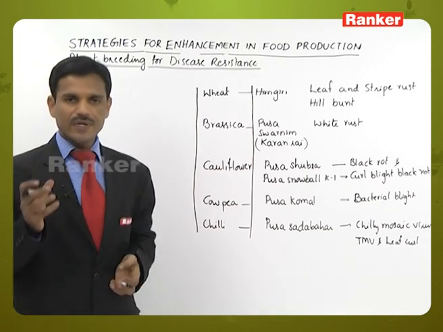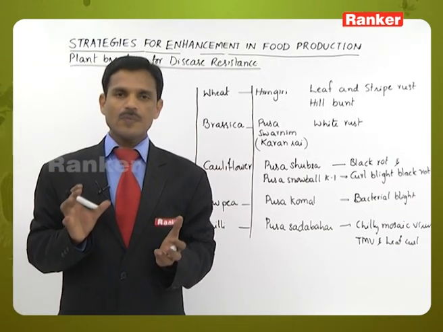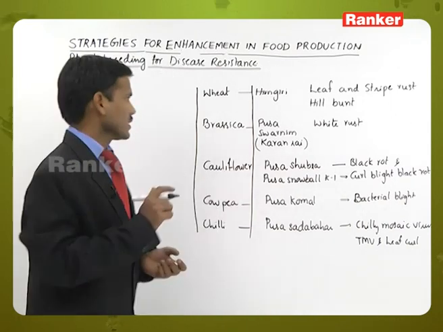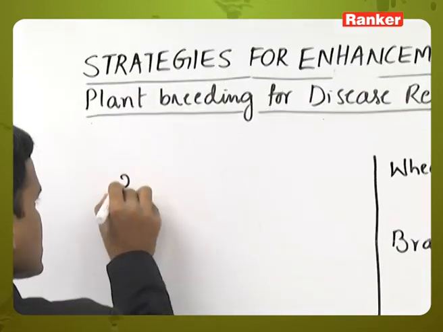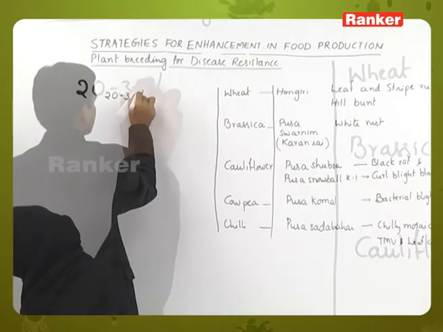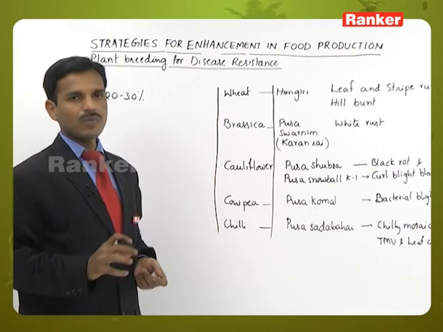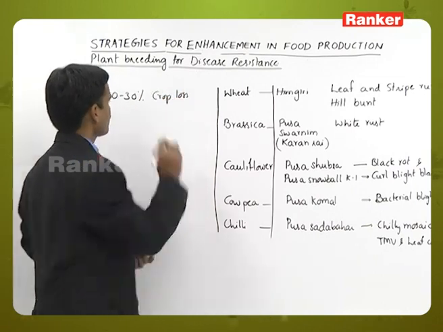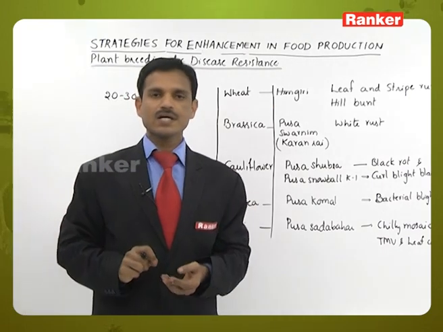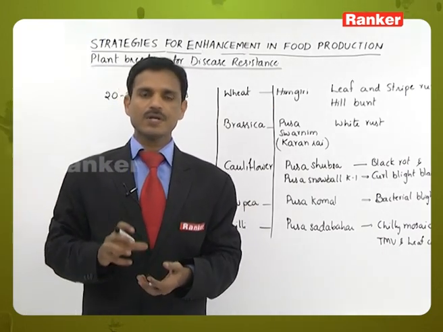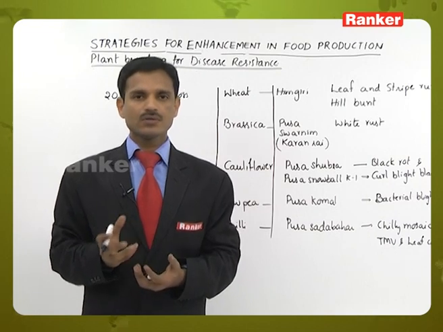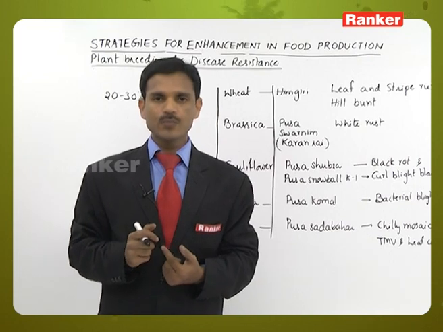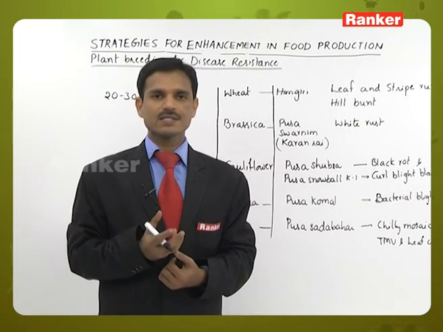Every year, 20 to 30% of the total crop is lost to different pathogens or diseases. Sometimes the total crop is affected by the disease or pathogens. That's why we can improve the quality of disease resistance.